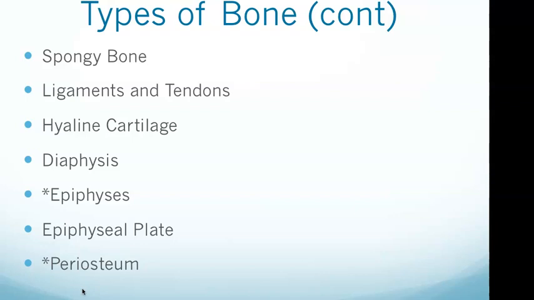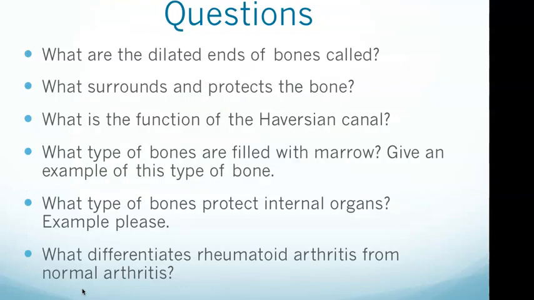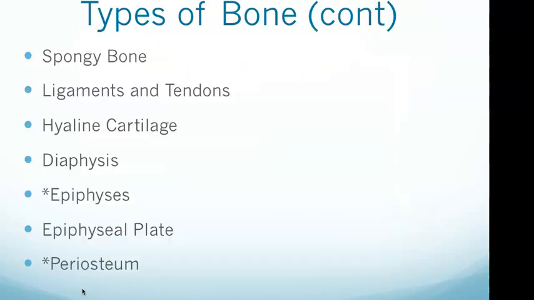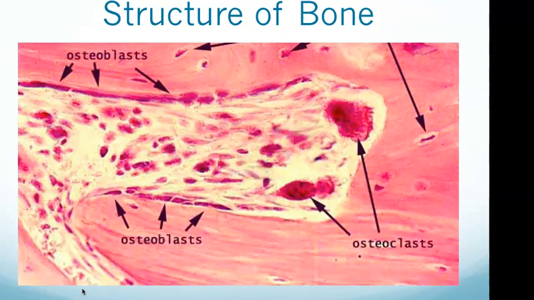And so periosteum, that was a question as well. What surrounds and protects the bone? That's the periosteum. Okay, moving on to structure of bone. So here we have osteoclasts, osteocytes. What are all these things?